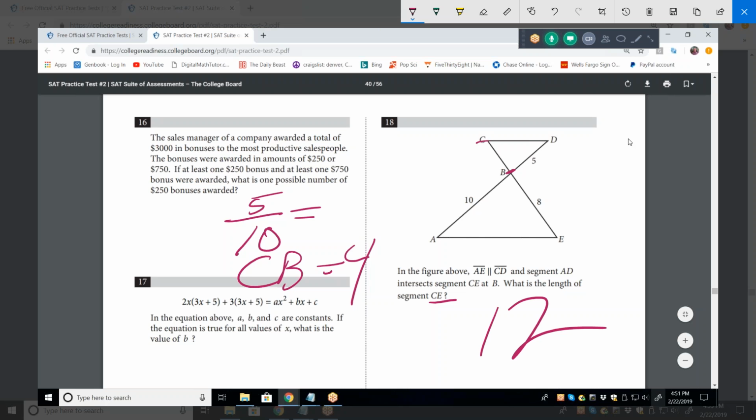Now, I should add one other thing. On the ACT test, there are almost an equal amount of algebra to geometry. On the SAT test, there are 4 times as many algebra problems as there are geometry. So geometry is not as important on the SAT test as algebra is.